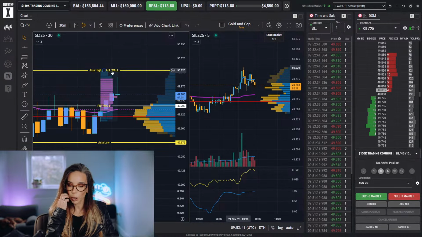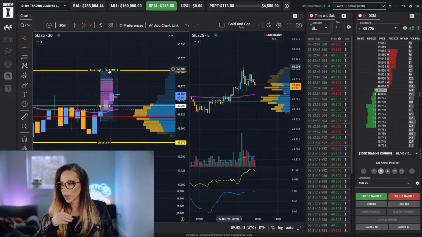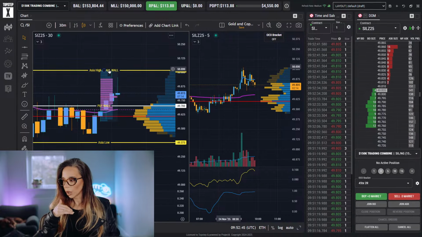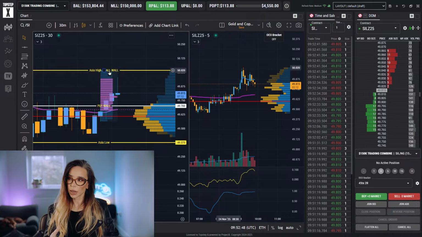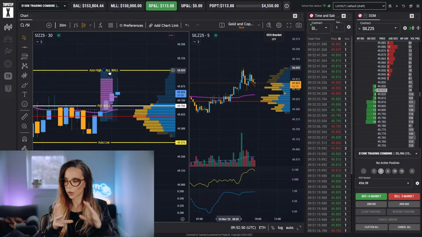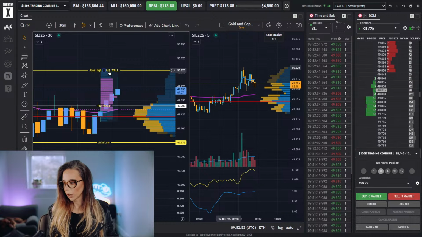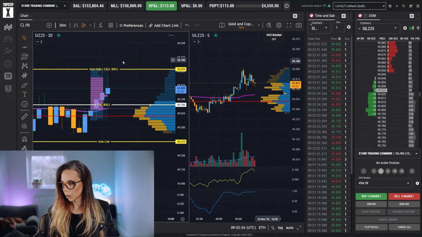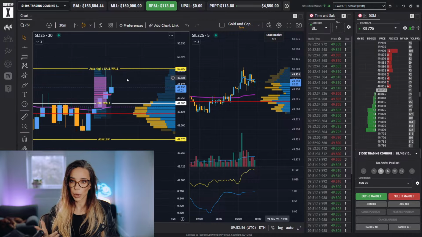And they frequently do this for London. They kind of try running it up into the core wall, maybe a little bit past it, and then they start to consolidate. And then they decide where they want to take it a little bit later, usually around the London fix.